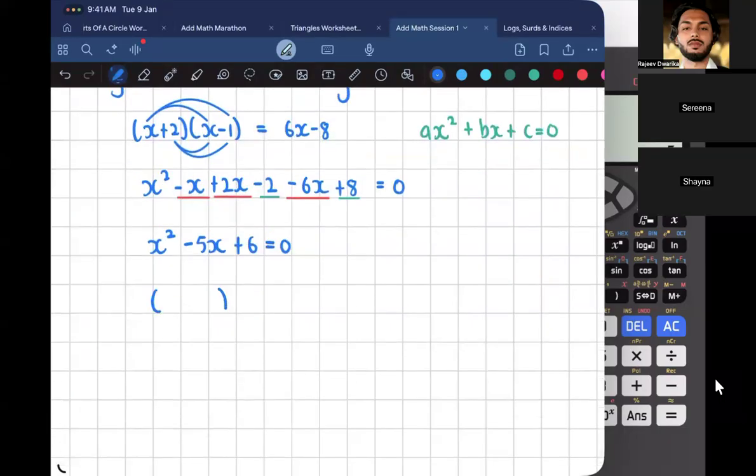If I factorize this, I'm going to look at the first term. The first term is x squared. What would I multiply to get back x squared? Sheena, tell me, what by what would give you x squared?